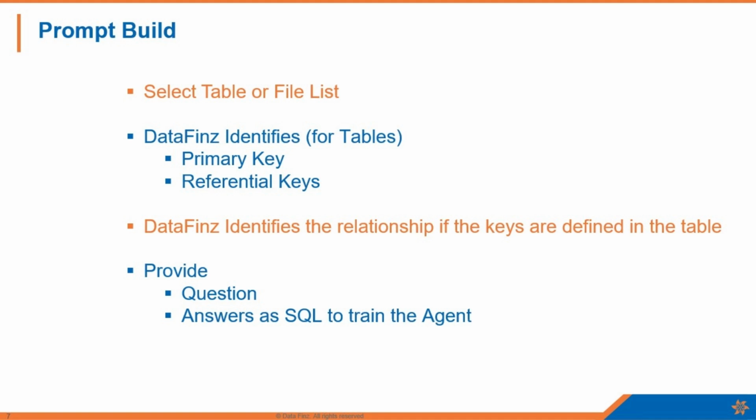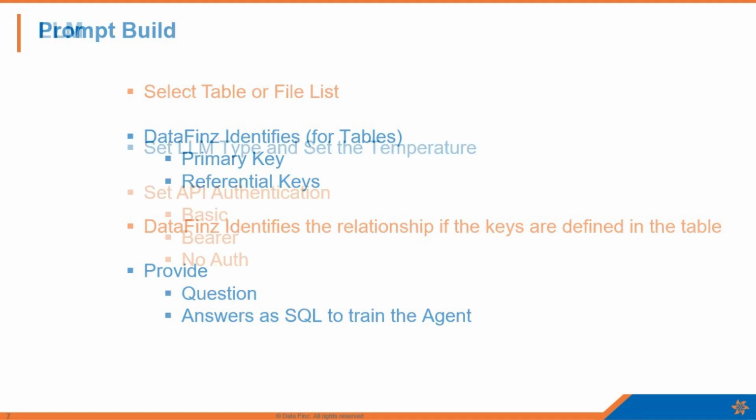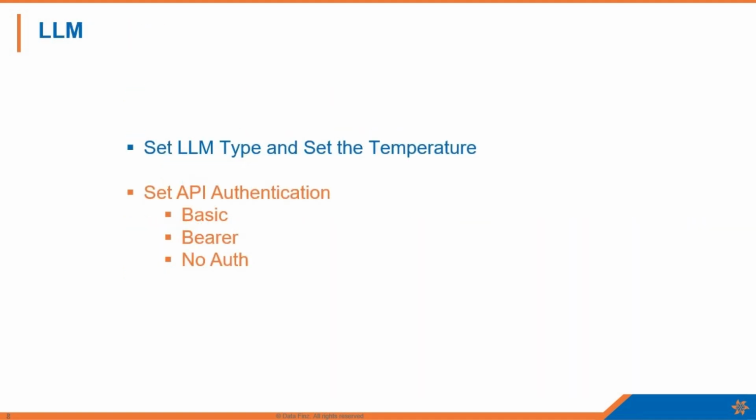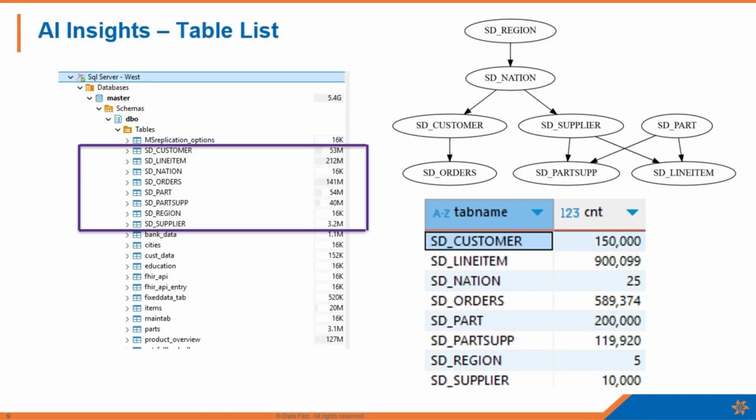Questions paired with SQL answers train the AI agent, enabling translation of natural language into accurate SQL queries. The LLM configuration involves setting model type, alongside API authentication options like basic, bearer, or no auth for service integration. The SQL Server tables form the foundation for generating both relationship diagrams and table properties.